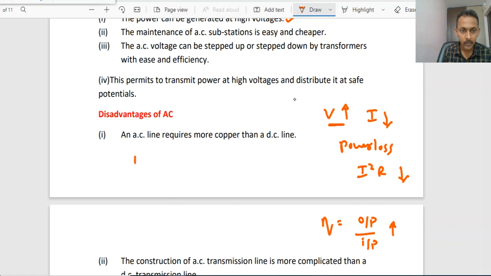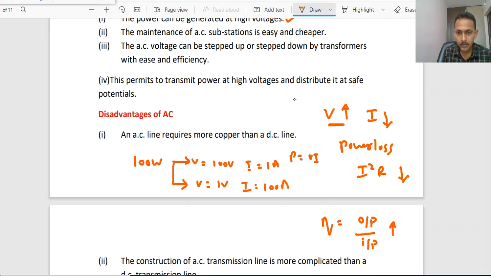Simple logic, dear students. If 100 watts is there, and voltage equals 100 volts, what about current? 1 ampere. Power equals VI, if it is DC. If the same 100 watts is there and voltage is 1 volt, what about current? Current will be 100 amps. So observe the magnitude of current with respect to the variation in the voltage, right? Higher the current rating, higher the power loss. Higher the power loss, less the efficiency.